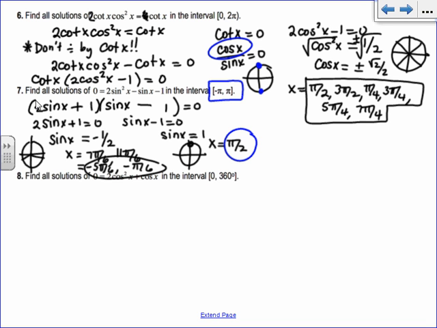All right, so for this one, I'm going to pull out the common factor, which is cosine of x. Remember, I'm thinking of that cosine squared as cosine of x times cosine of x. I'm going to pull out the cosine of x first. So I have cosine of x, and then I have 2 cosine of x plus 1. Do you guys see how that factored? So I set each piece equal to 0.